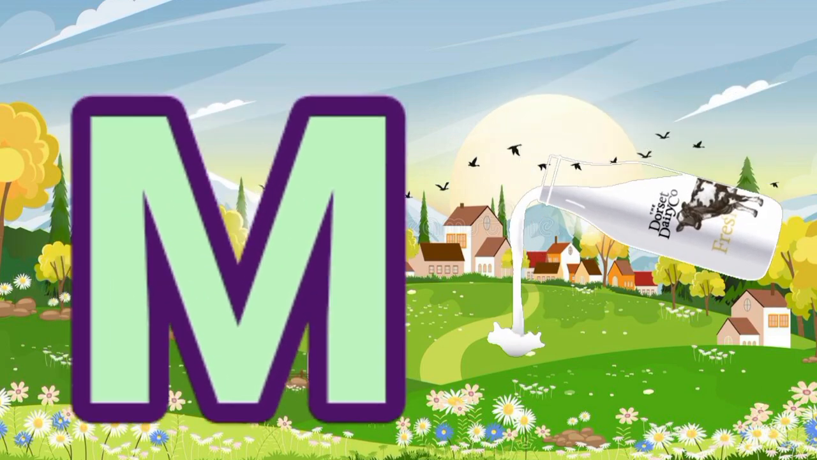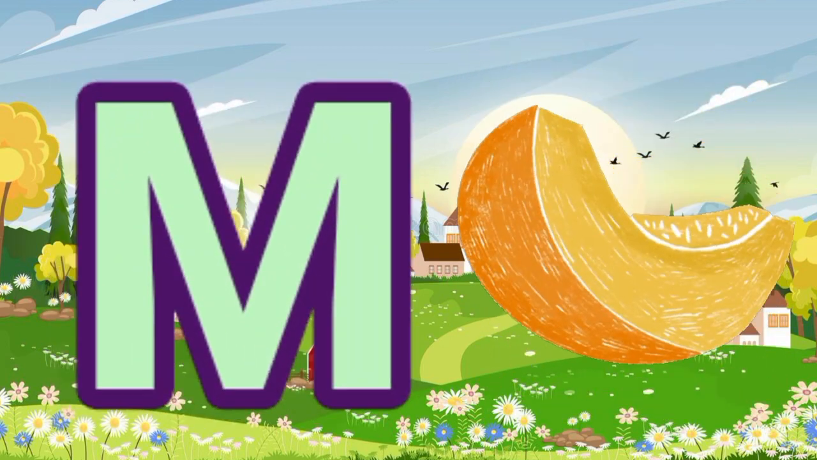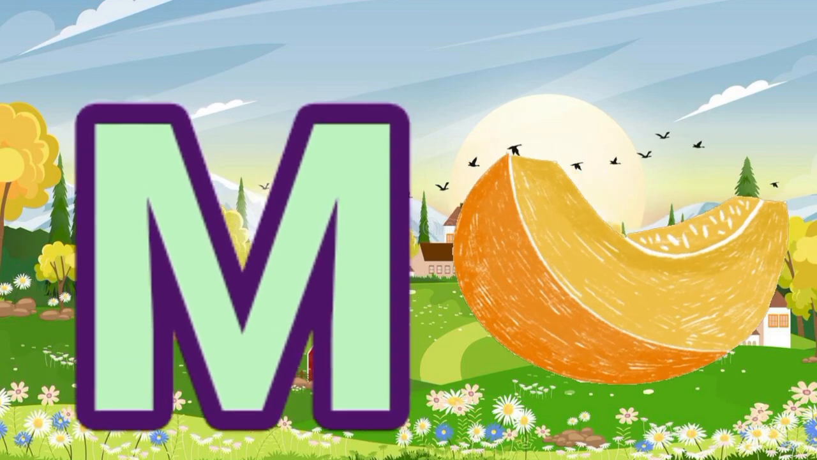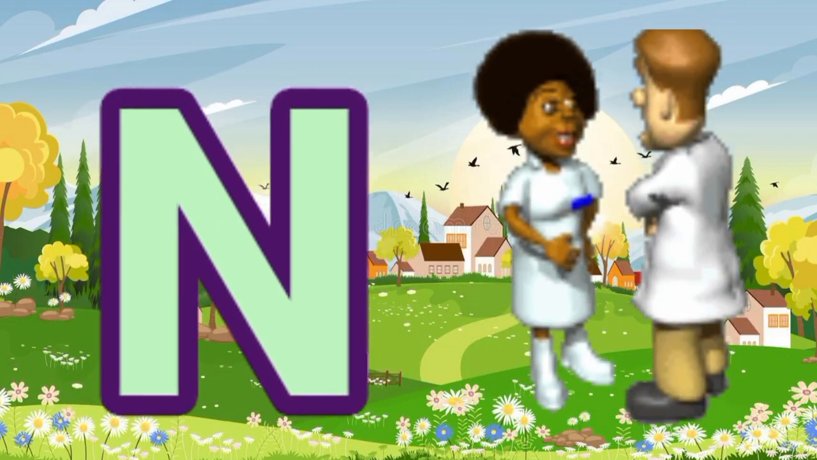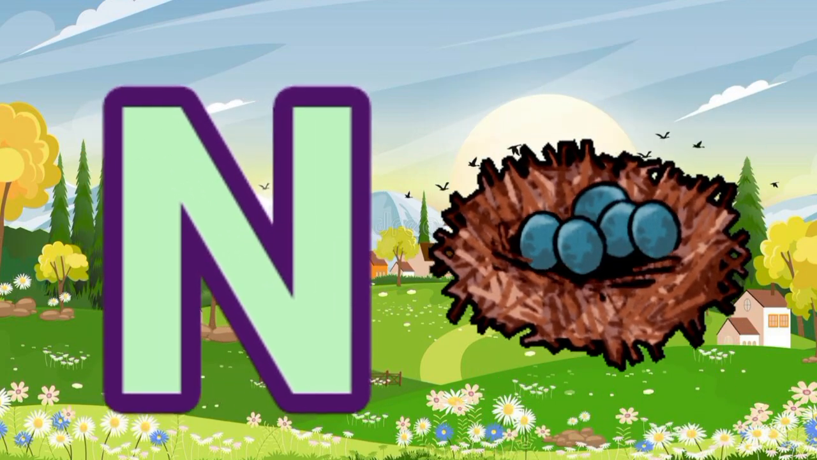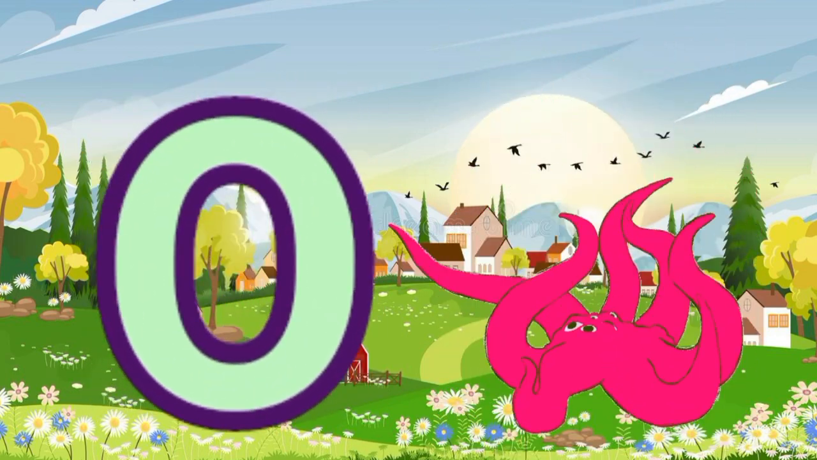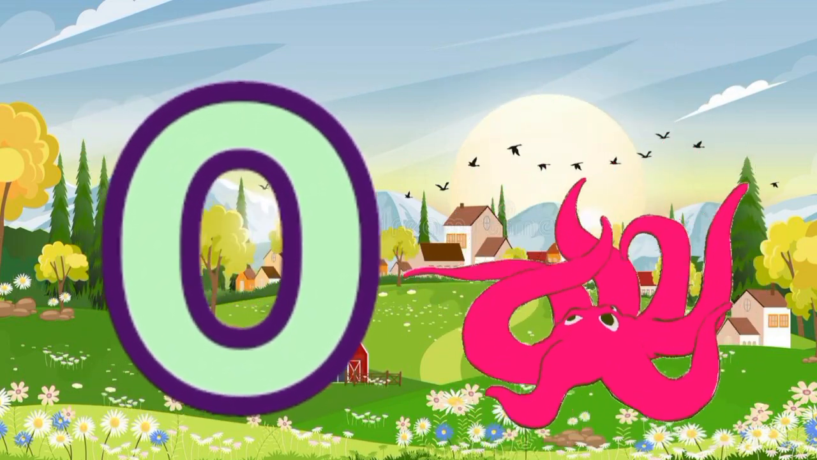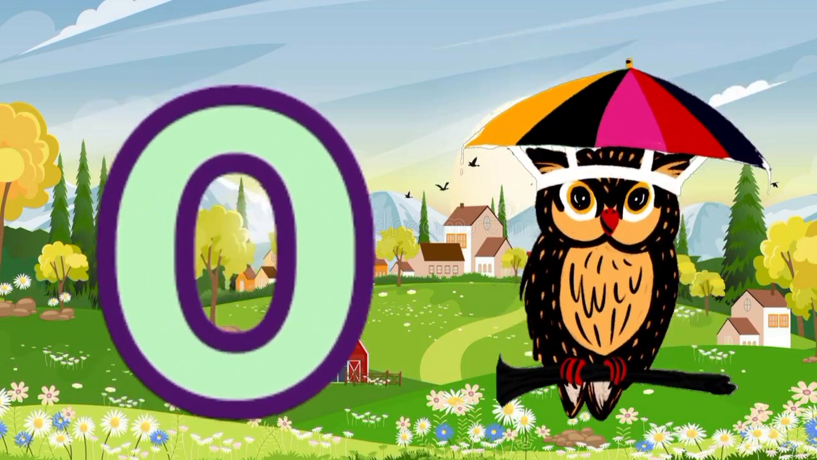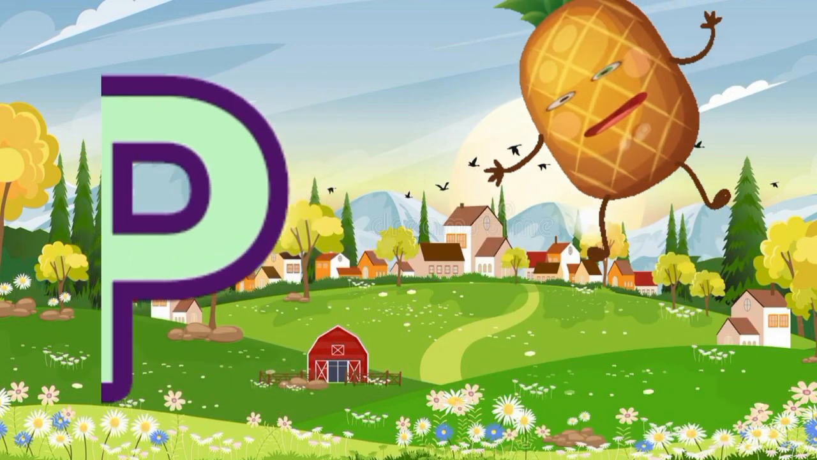M for milk. M for melon. N for nuts. N for nest. O for octopus. O for owl. P for pineapple.